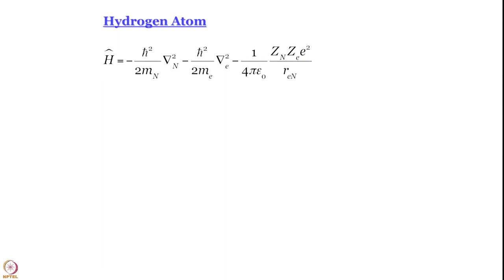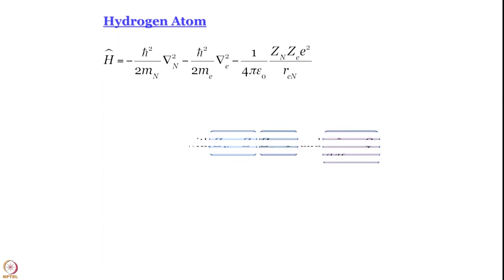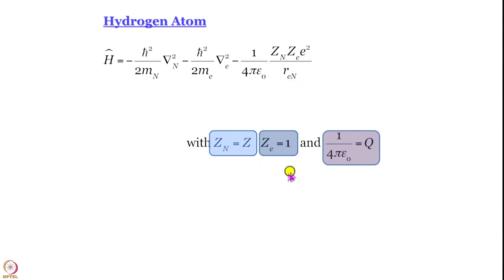Now, to simplify the notation a little bit, we will write Z instead of Zn, and for Zd we are going to write 1. Okay, so, we will keep this minus charge explicitly. If you wrote Z equal to minus 1, this minus sign would have become plus sign. So, we will write Z equal to 1, and instead of this 1 by 4 pi epsilon 0 we could have written 1, but let us just write q for now. So, with this the Hamiltonian becomes minus h cross square by 2mn del n square minus h cross square by 2me del e square minus qZ square by ren.